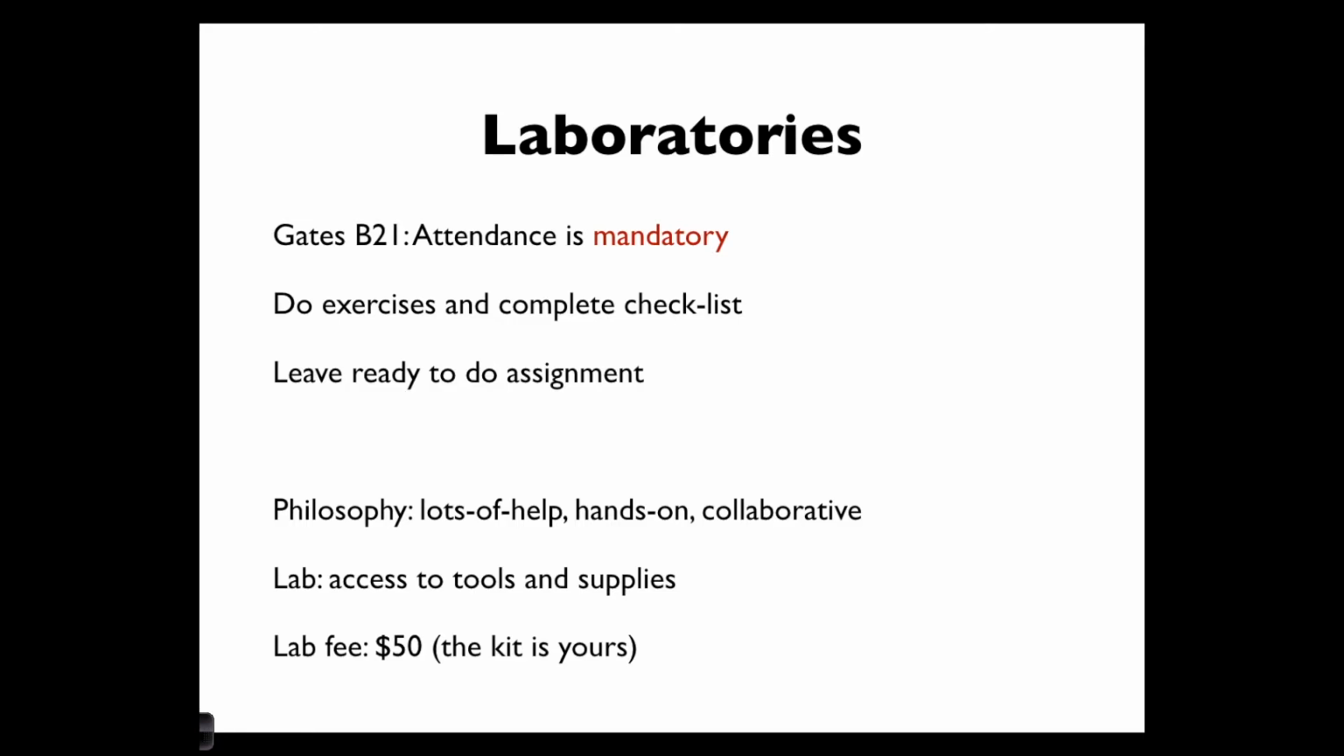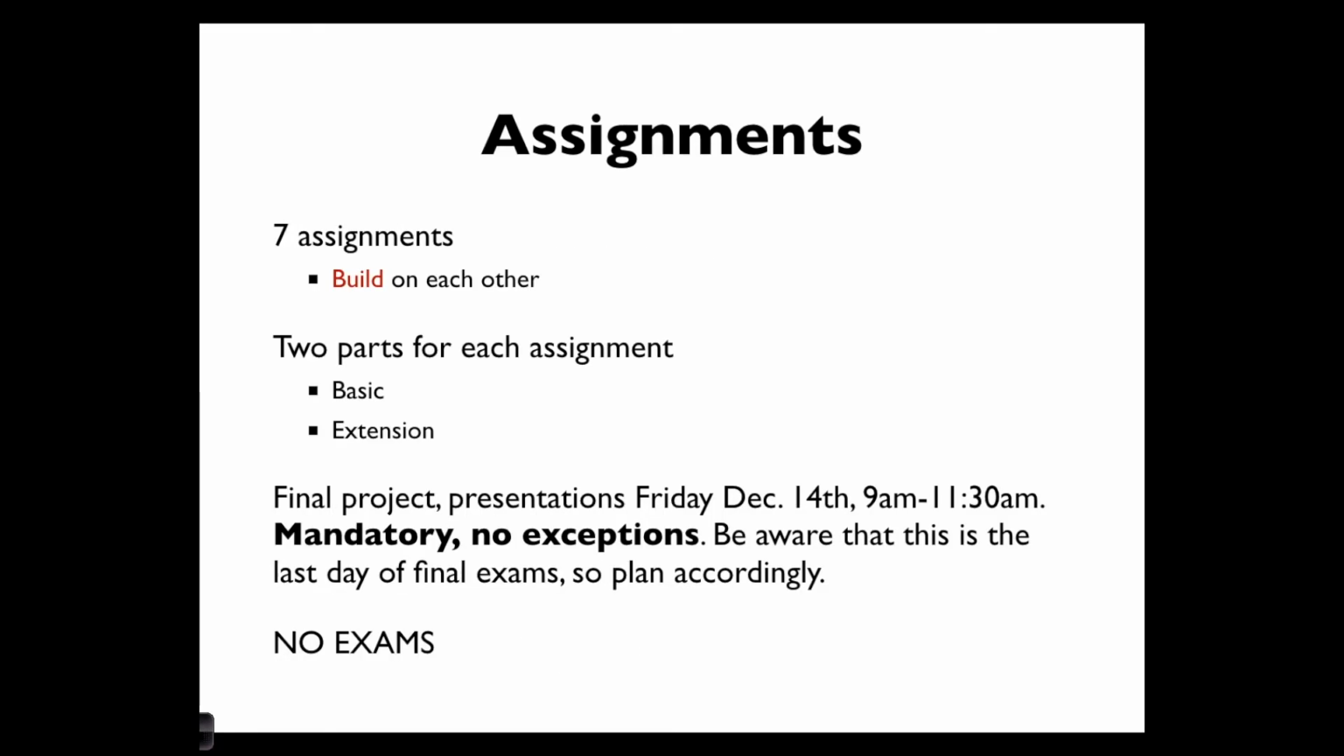You'll have tools and supplies and soldering irons, and you'll have the wires and the wire strippers and all that. And as I said, there's a kit that you get to keep with the Raspberry Pi and all the different parts. There are 7 assignments. They build on each other.